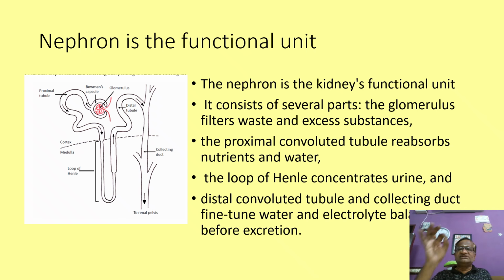The nephron is the fundamental functional unit of the kidney. This is a nephron, the fundamental unit. The glomerulus filters waste, the toxins, the proximal tubule absorbs, the loop of Henle concentrates and dilutes, the DCT absorbs.